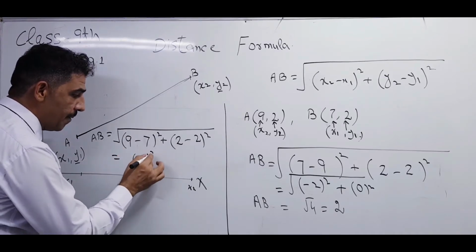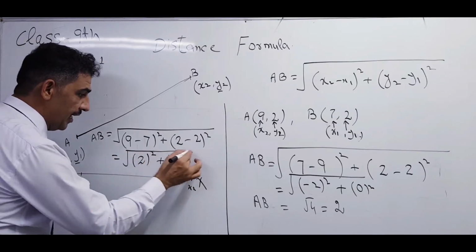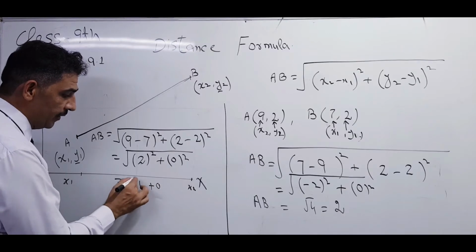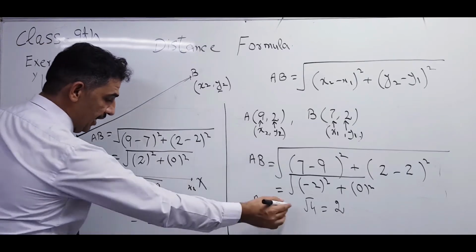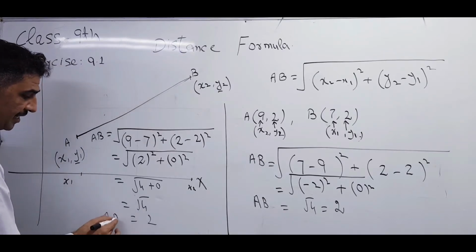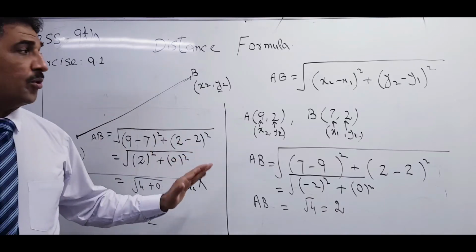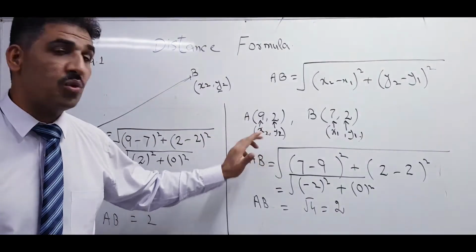2 square plus 0 square, and 2 square, what is that? The square of 2 is equal to 4 plus 0, and 4 plus 0 is 4, that is 2. So the distance of both is the same or not? Is it okay? So there is no problem, even if you consider the first point x1 y1 or consider the first point x2 y2.